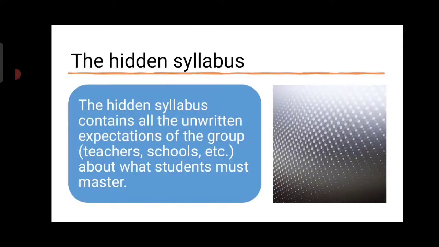Now, I'd like to introduce you to the hidden syllabus. The hidden syllabus contains all the unwritten expectations of the groups, for example, teachers, schools, the owner of the schools, government, etc., about what the students must master.